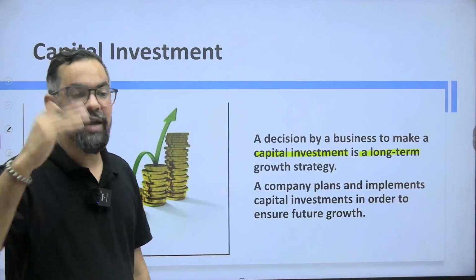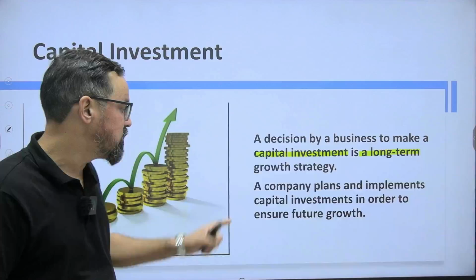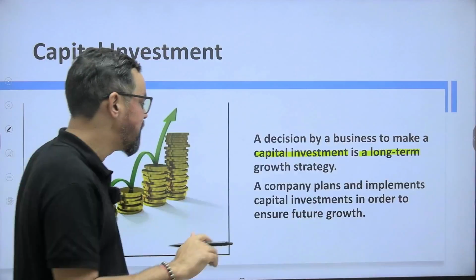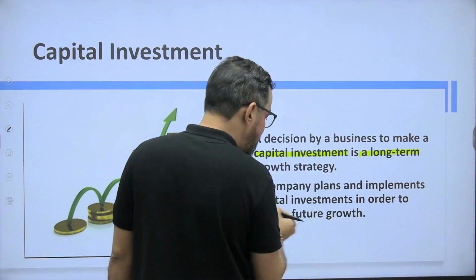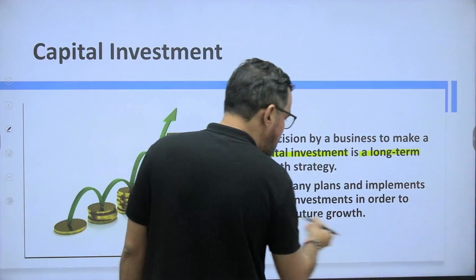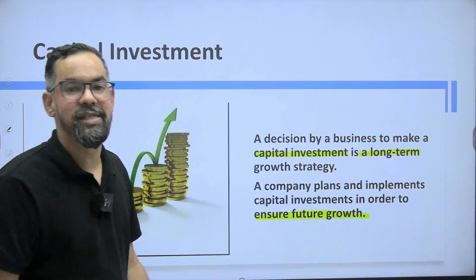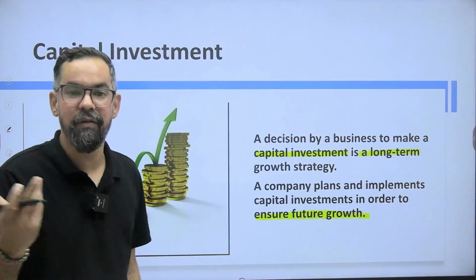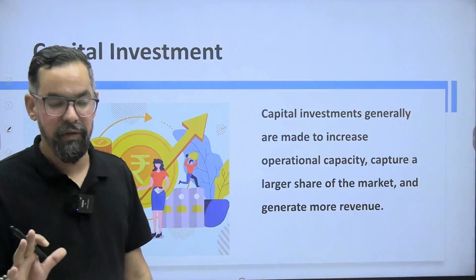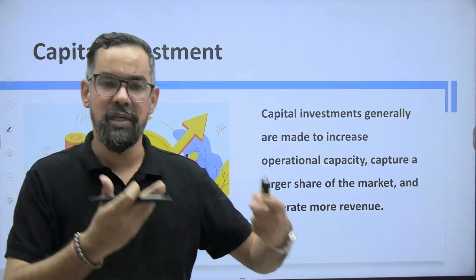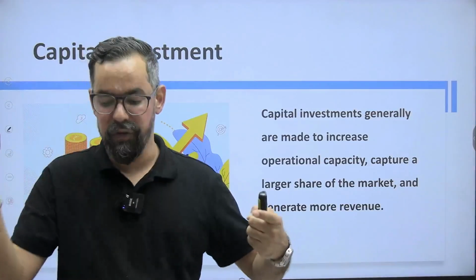Basically we are creating assets for the business by investing in those particular areas. Company plan and implement capital investment in order to ensure future growth. This is the ultimate target which we are having with that capital investment. Why are businesses investing money in different projects?